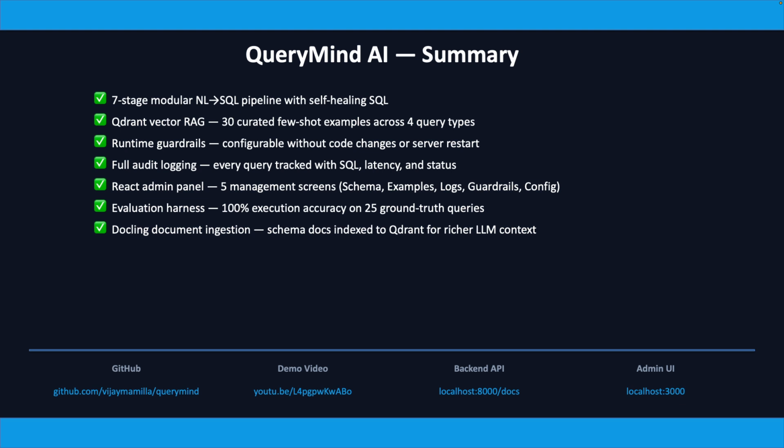As a summary, QueryMind is a complete 7-stage text-to-SQL pipeline with self-healing, Qdrant-powered RAG with 30 query-rated few-shot examples, and runtime guardrails that actually block dangerous operations at the validation layer. It has full audit logging of every query, a React admin panel with 5 management screens, 100% execution accuracy on a formal 25-query evaluation, and document ingestion for schema-aware SQL generation.